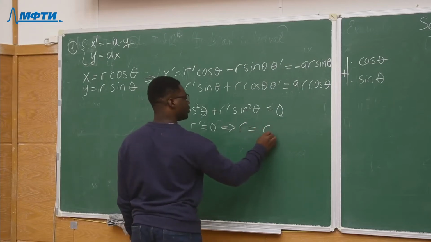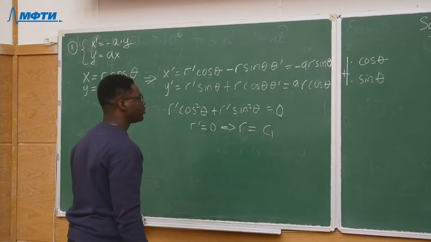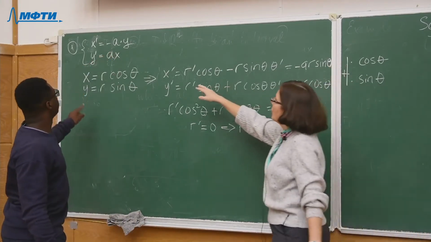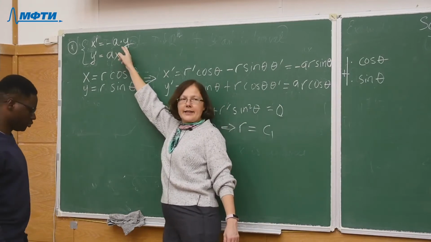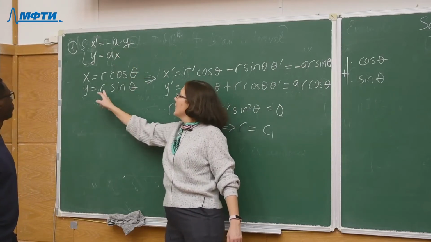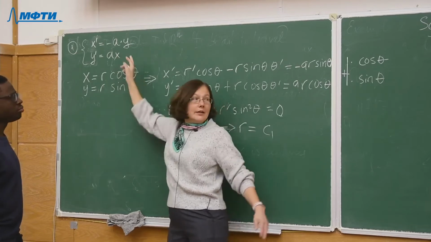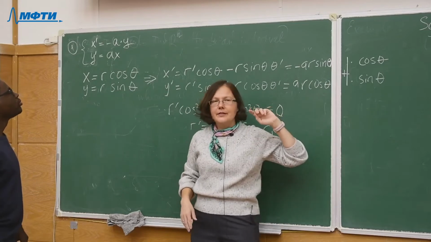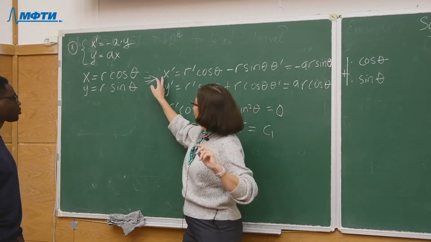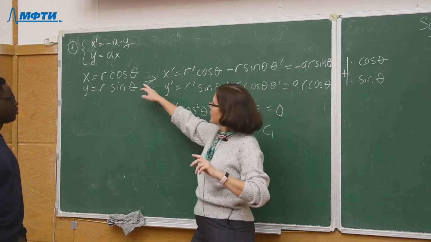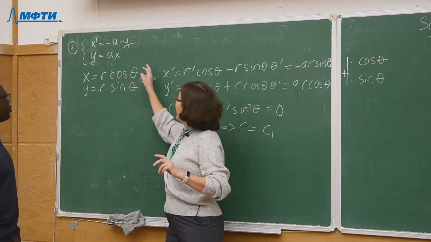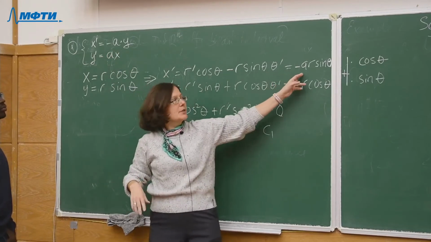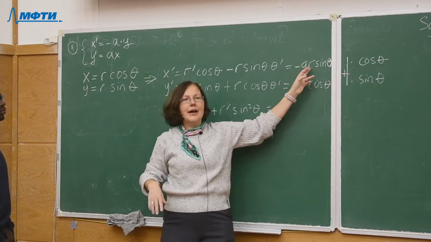I don't understand how to get minus a r sine theta. So how to get which? Yeah, just substitute. So x prime is equal to minus a times y. So we must substitute r sine theta for y and obtain this. So x prime equals r prime cos theta minus. Okay, so we apply product rule to differentiate this product. And next, x prime must be equal to minus a y. So we substitute r sine theta for y and obtain the right hand side.